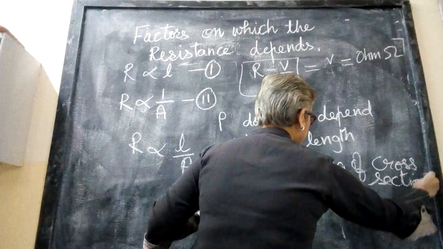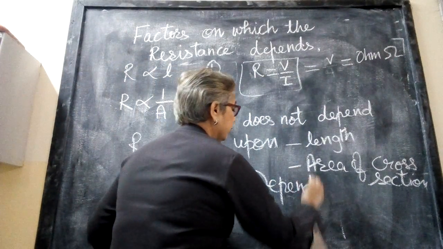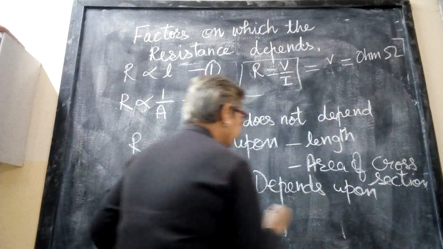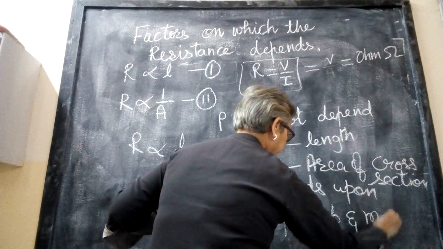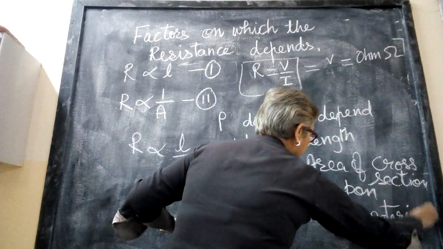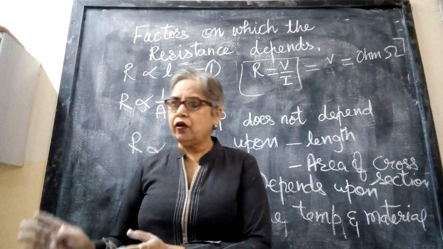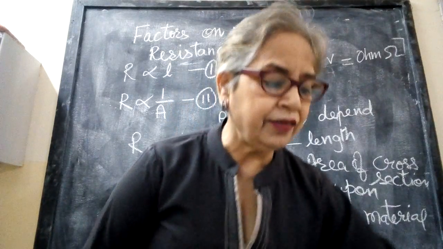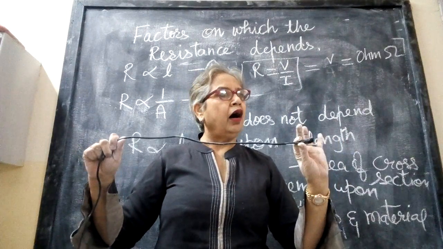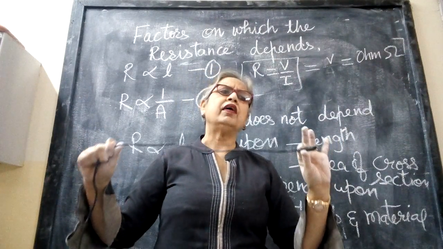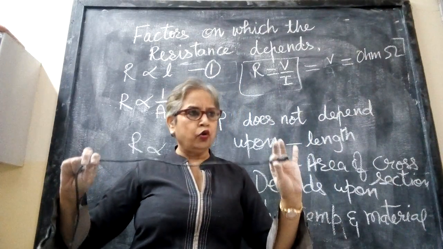but it depends upon the temperature and material. Okay. So first thing, resistivity is independent of the length or the area of cross section of a given wire, right? If I say that this is a wire of resistivity rho. So this is a wire with resistivity rho.